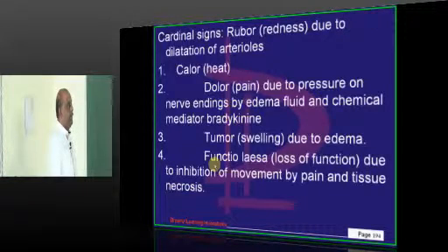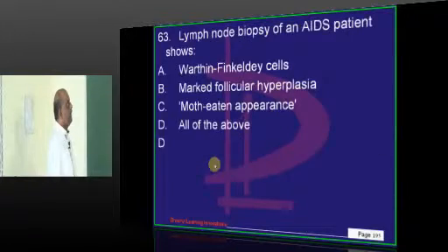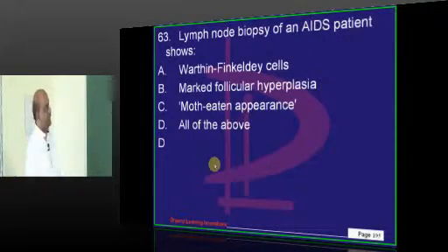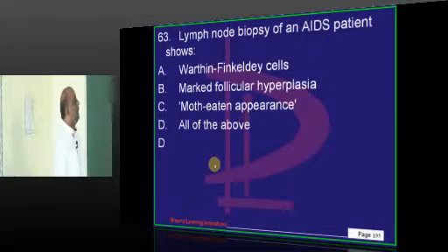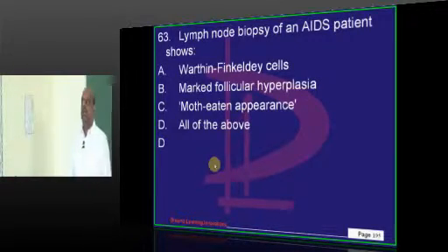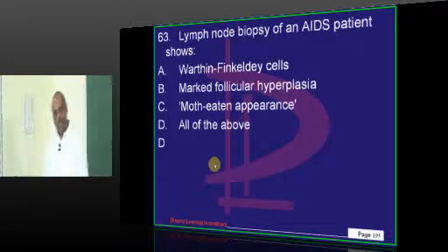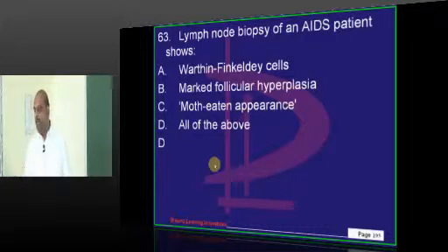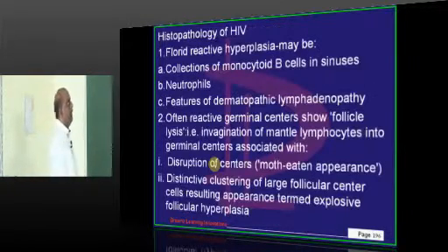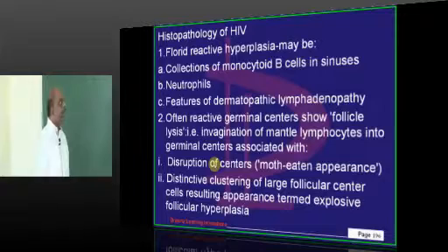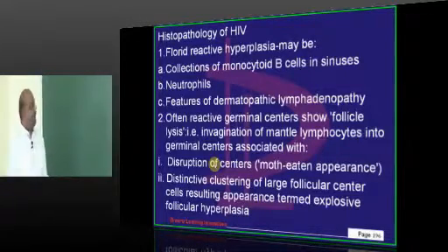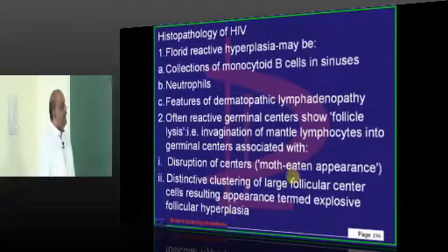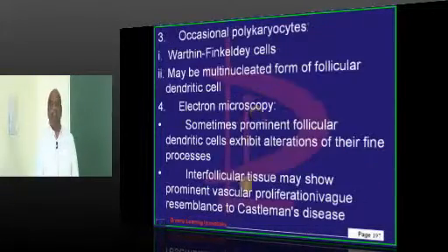Calor, dolor, loss of function, fine. Okay. Now, in an HIV patient, if you do a lymph node biopsy, it can be lymphoma, it can be TB, it can be non-specific lymphadenitis, which is a lot more common. So there can be florid reactive hyperplasia. There can be an entity called dermatopathic lymphadenopathy, and there can be a moth-eaten appearance. Any of them are possible.